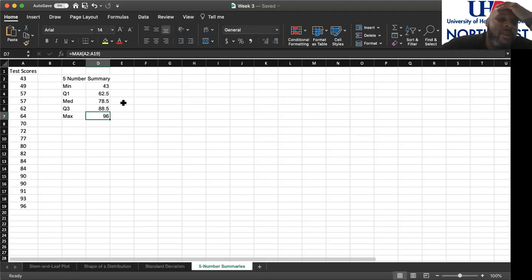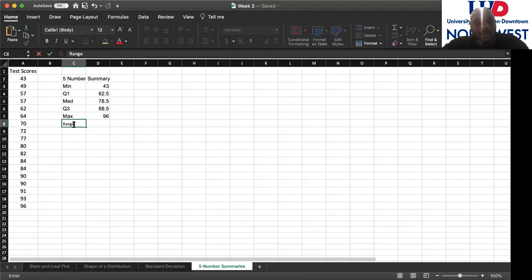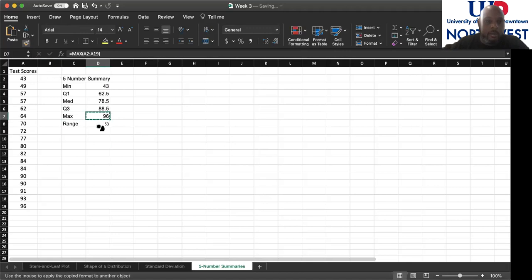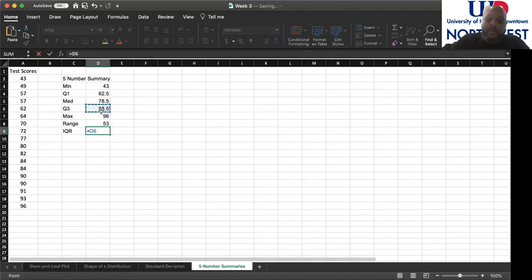Once you have the 5-number summary, you can find other things. If I wanted the range, I would just do the max minus the min. There's your range. If I want to find the IQR, that's equal to Q3 minus Q1.